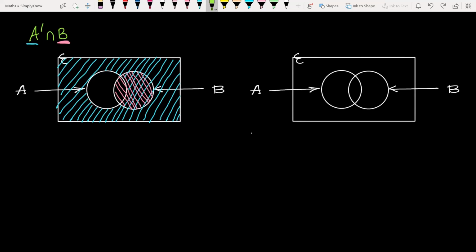Now can you see the region that is shaded twice? It's this area. This is the region. So this region that we shaded twice is our answer. So let's put our final answer. This is our answer.